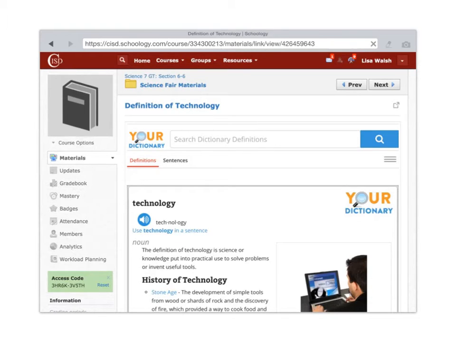So this web page is on Schoology. Look under Science Fair Materials, and you can see that right here, okay? So you're going to go to Science Fair Materials, and then there's two new files that you may or may not have already noticed, but the first one is Definition of Technology. So I know you all think you know the definition of technology, but given the fact that some of you are really struggling with coming up with a topic, I thought I would remind you what that definition is.